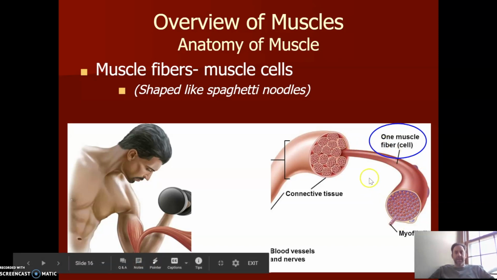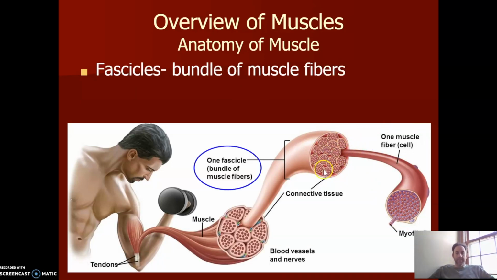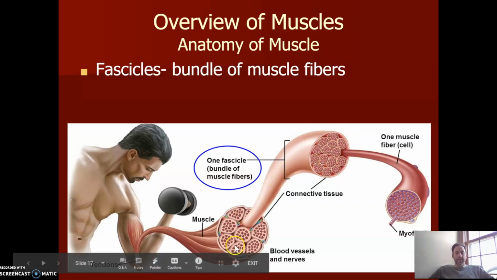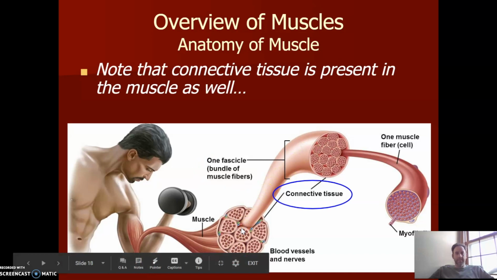these myofibrils inside. Now you'll notice that we can take these and bundle them together into what are called fascicles. And so this fascicle is a bundle of muscle fibers. So take a bunch of spaghetti noodles, bundle them together, and you've got yourself a fascicle. And then if you bundle a bunch of fascicles together, then you have yourself a muscle. So basically, we bundle spaghetti noodles to make a fascicle. We bundle the fascicles to make a muscle.